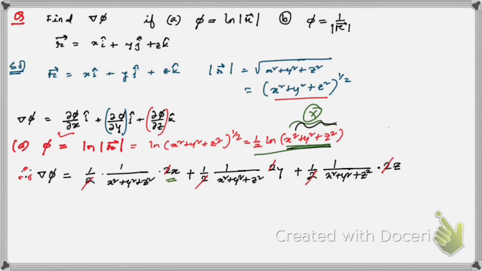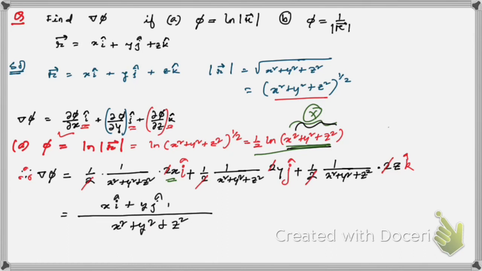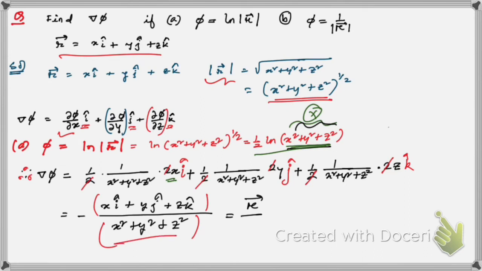Now put i cap, j cap, k cap here. Now if you take the LCM, then what you will get is this one, and this is your numerator. So this is your r vector, right? And this one is the square of the magnitude of r, right? So the magnitude of r is this, and if you square it, then you will get this result, right? So this is your answer.